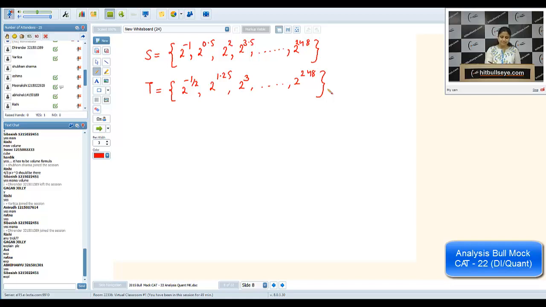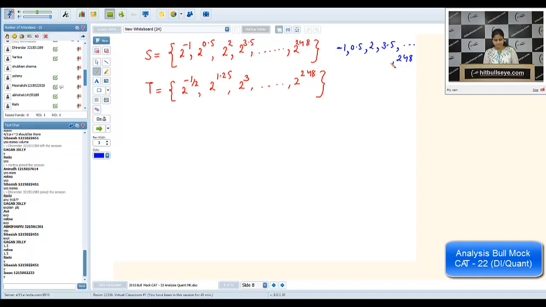Now you can see the powers in S. If I take S, the powers are minus 1, 0.5, 2, 3.5 and so on up to the last term, 248. So what is the criteria here? Actually, this is an AP with the first term minus 1. And what is the common difference here? Common difference is 1.5.